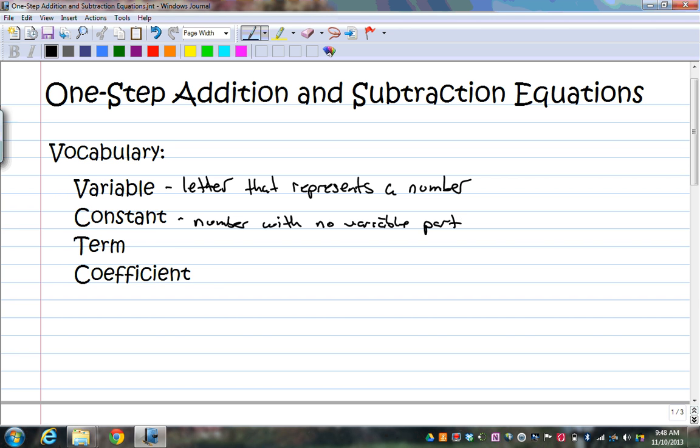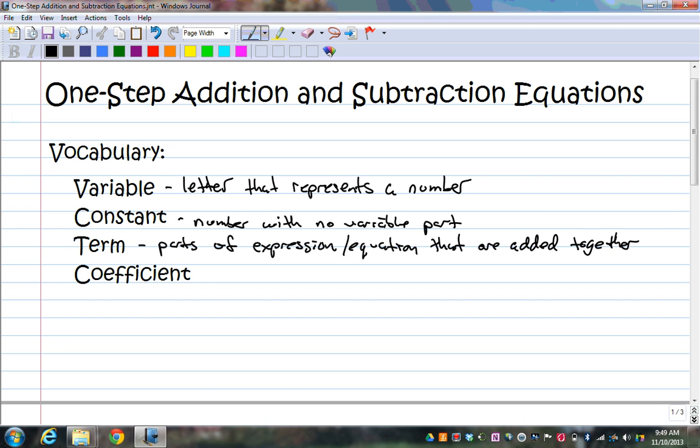Okay? The terms are parts of an expression, which is like an equation just without the equal sign, that are added together. Now that also includes subtraction. Remember, subtraction you could change to addition, but by definition it's written as added together, but addition, subtraction.